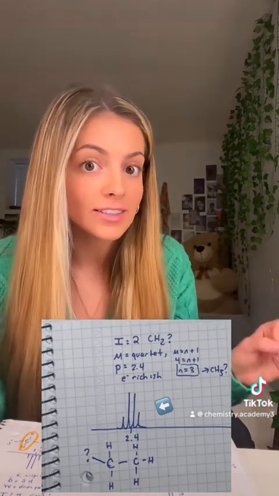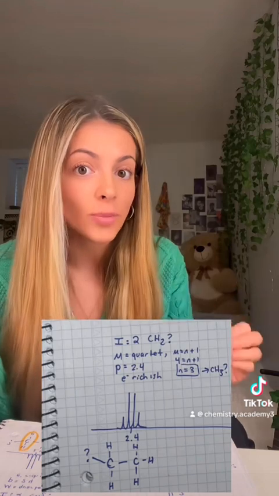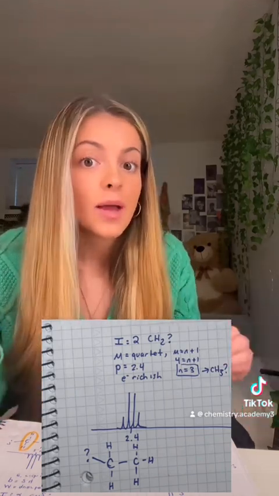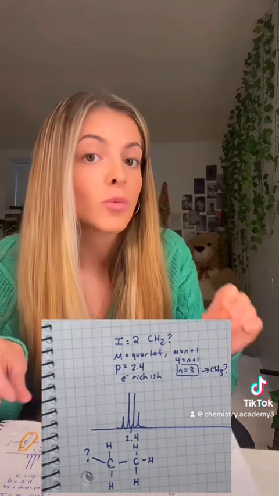Now its multiplicity tells us who its neighbor is. The neighbor formula is M is equal to N plus 1. So the multiplicity is 4, hence N is equal to 3. So we have a neighbor that has 3 hydrogens. What could this be? A CH3 group. So now we have a CH2 connected to a CH3 potentially. But to know for sure, we must find the CH3 peak that's also connected to a CH2 in the spectrum, but we'll do this after.